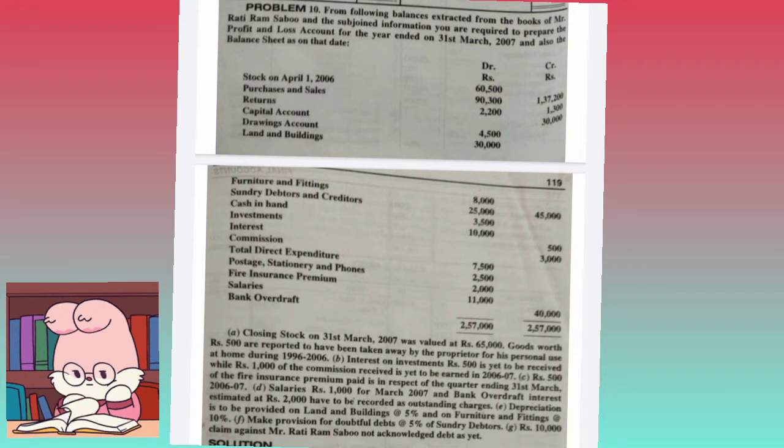Total direct expenditure, trading account. Postage, stationery and phones, P&L account debit side. Fire insurance premium, P&L account debit side. Salaries, P&L debit side. Bank overdraft, it is not an asset item; bank overdraft is a liability. Bank balance is an asset. Bank overdraft is a liability. They have given bank overdraft credit balance 40,000.